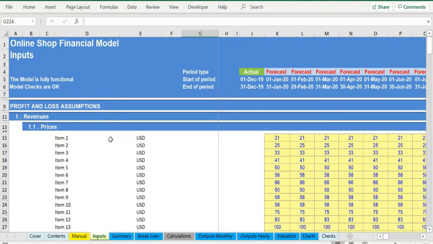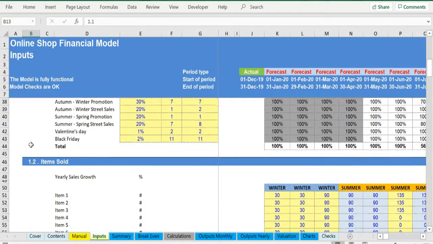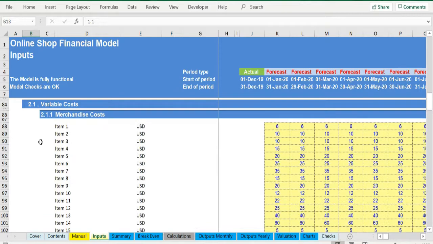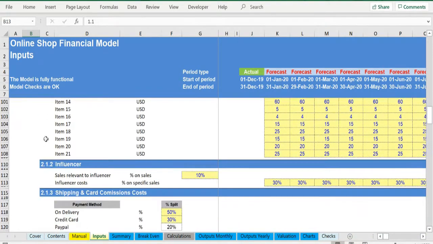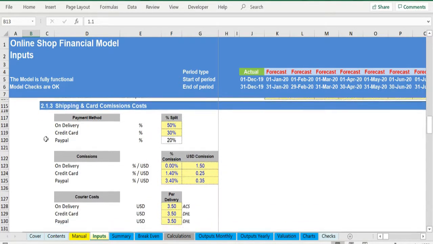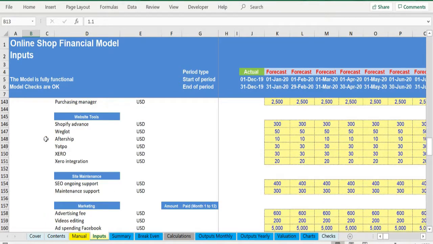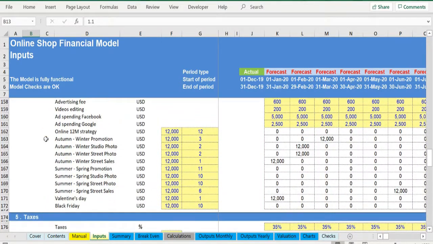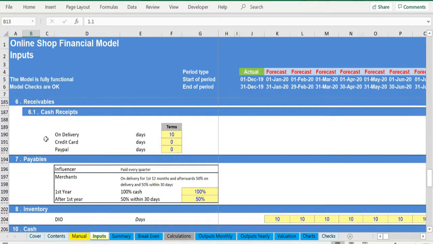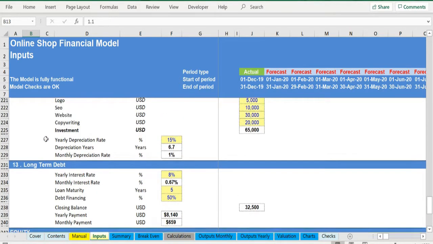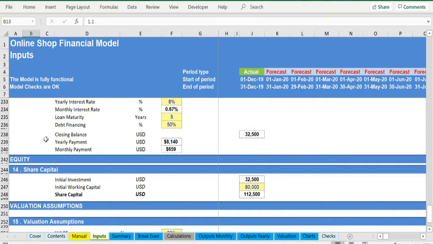Moving on to the inputs, detailed inputs for revenues, 21 group of items, price per item, price promotions, quantity of items sold, quantity boosts due to promotion, cost splits between variable costs, merchandise costs, influencer, shipping and card commission costs, and fixed costs, general costs, website tools, site maintenance, marketing, working capital, receivables, payables, and inventory, fixed assets, includes website, SEO, logo, copywriting, debt and equity financing as well as valuation assumptions, such as discount rates used in the weighted average cost of capital.